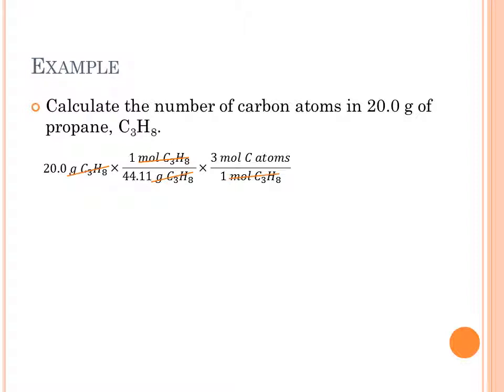And then we have to realize that there are 3 moles of carbon atoms per 1 mole of propane, so that we can get to carbon atoms. And then use Avogadro's number to get the number of carbon atoms. When we run that through the calculator, we get 8.19 times 10 to the 23rd carbon atoms.